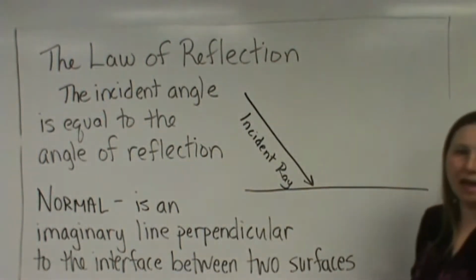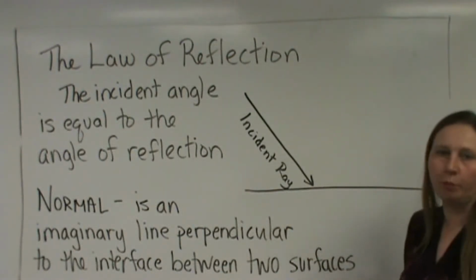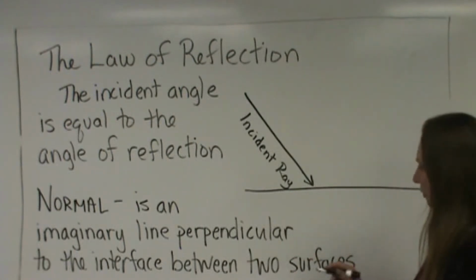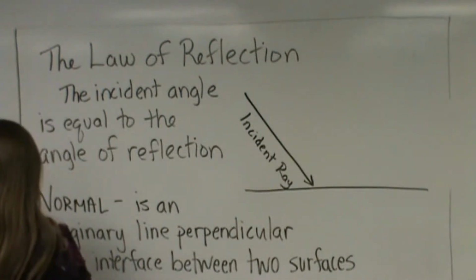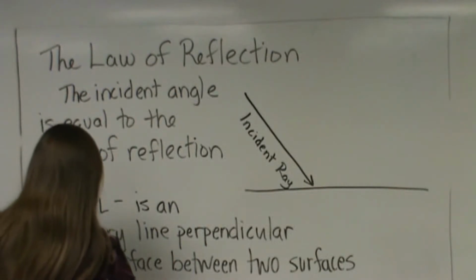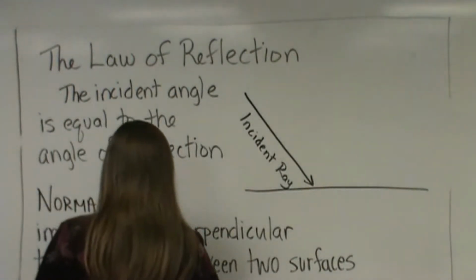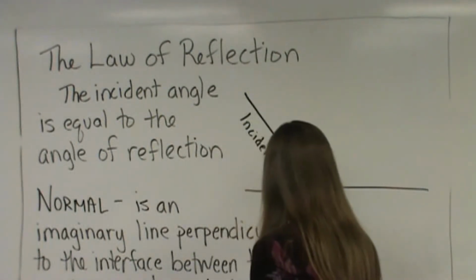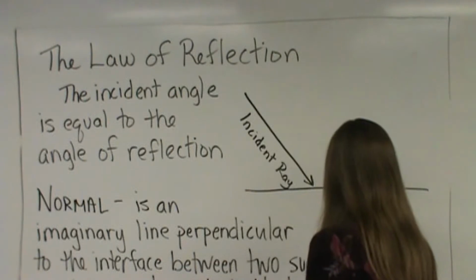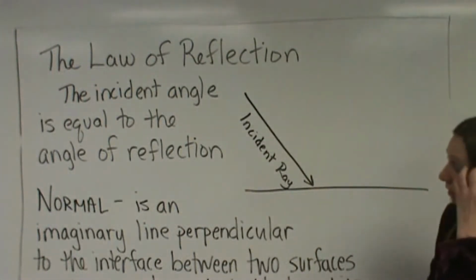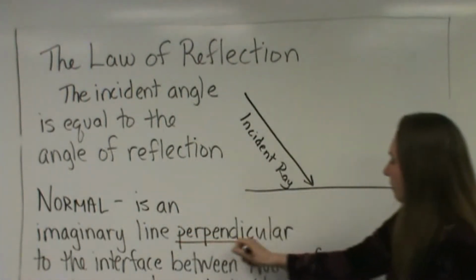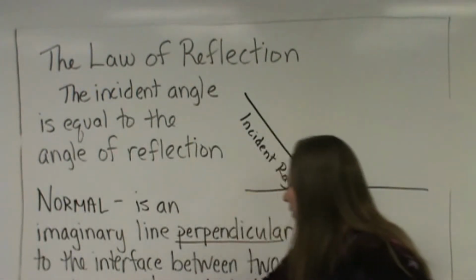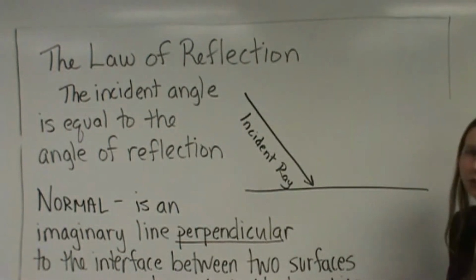The normal is an imaginary line that has to be drawn perpendicular to the interface between two surfaces. The normal is also at the point where the incident ray hits. It has to be perpendicular, and it has to be at the point where the incident ray hits.